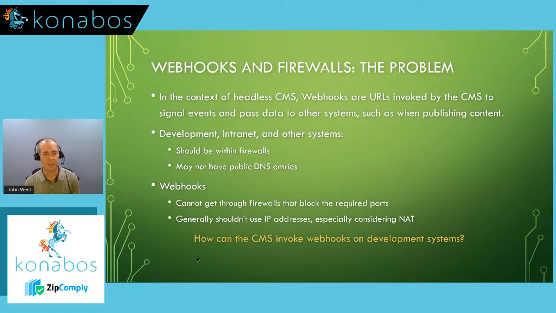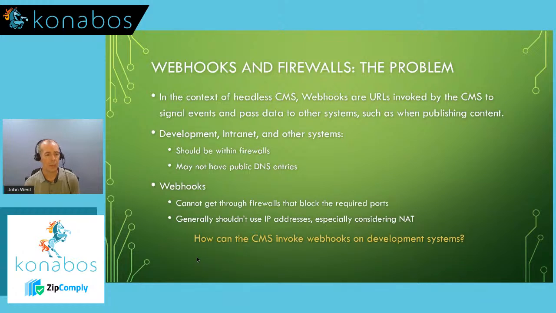So if we have a development, an intranet, or some other kind of protected system, it'll be within a firewall. It probably won't have a public DNS entry. So how does the CMS know how to call a webhook, how to pass that webhook data to something that doesn't have a DNS entry, is inside a firewall, and that firewall is probably doing NAT, or the router's inside it. So we really don't have a great way for that to happen.